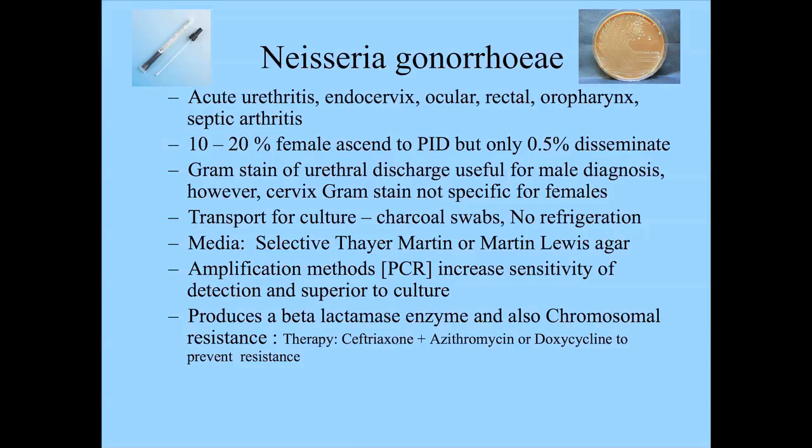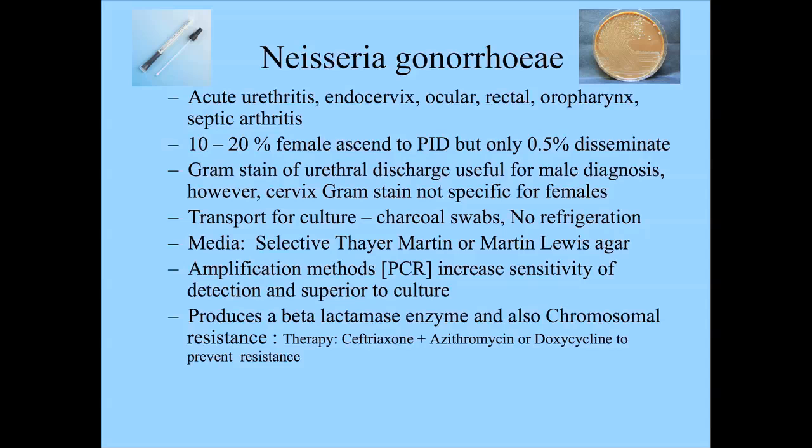It's very different than meningitidis in that it causes an acute urethritis, endocervical, ocular, rectal, oropharynx, and septic arthritis. In about 10 to 20% of females with Neisseria gonorrhoeae infection, it will ascend to PID, but very few will really disseminate into the bloodstream. The gram stains of urethral discharge can be very useful for the diagnosis of males, but most people would not consider use of the gram stain in females. It's just not specific enough.